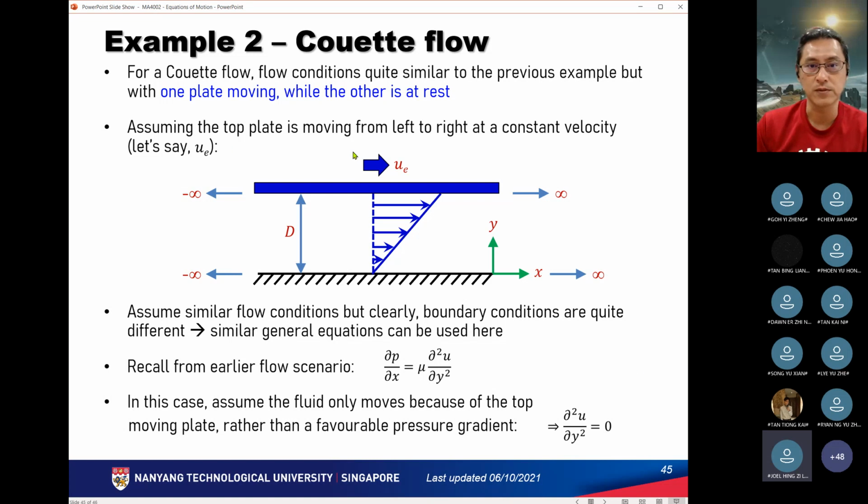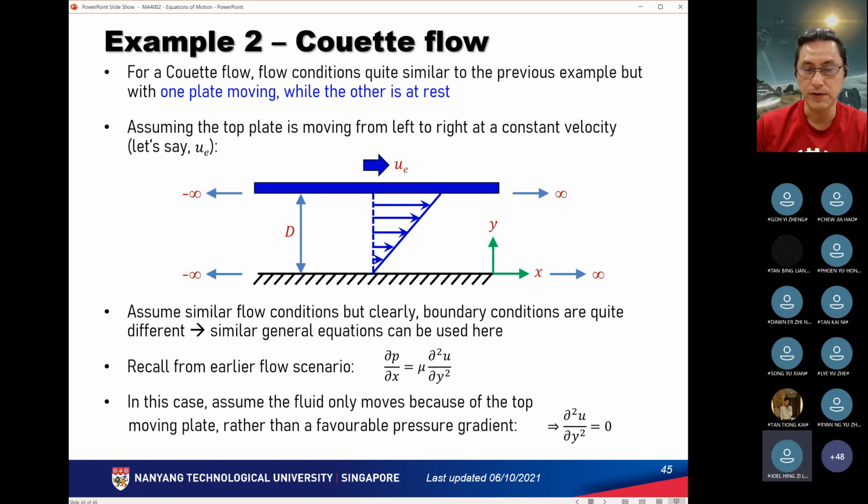So now let's assume the top plate is moving from left to right at a constant velocity, U. And the gap between these two flat plates once again is d, and then we have this coordinate system. A lot of the flow conditions are quite similar to those that we encountered in example one, but of course there are some subtle differences. In terms of simplifying the Navier-Stokes equation, I think we don't have to go through it again, but suffice to say that after simplifying the Navier-Stokes equation, we're once again going to get del P by del X equals mu into del square U by del Y squared.